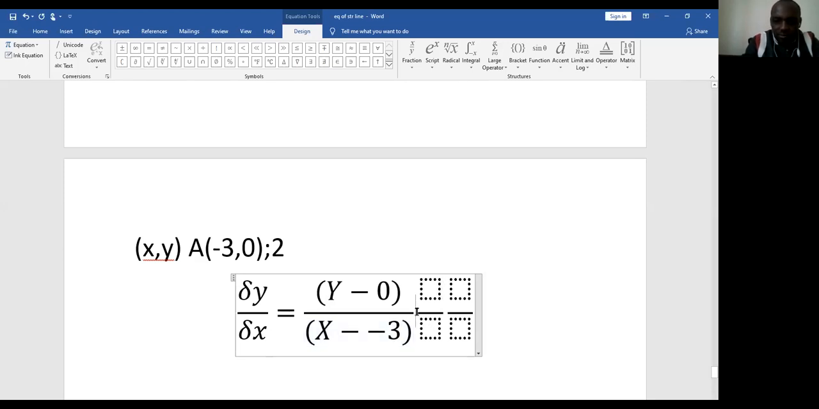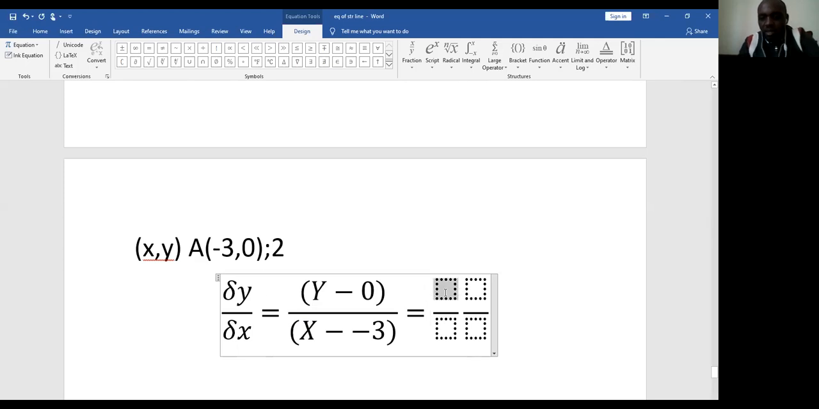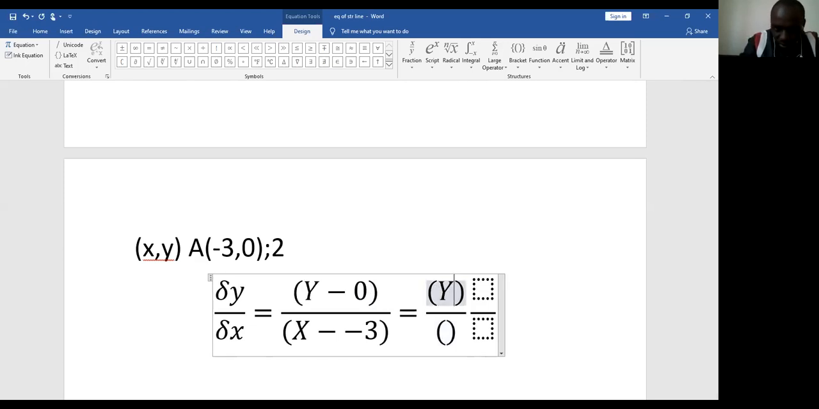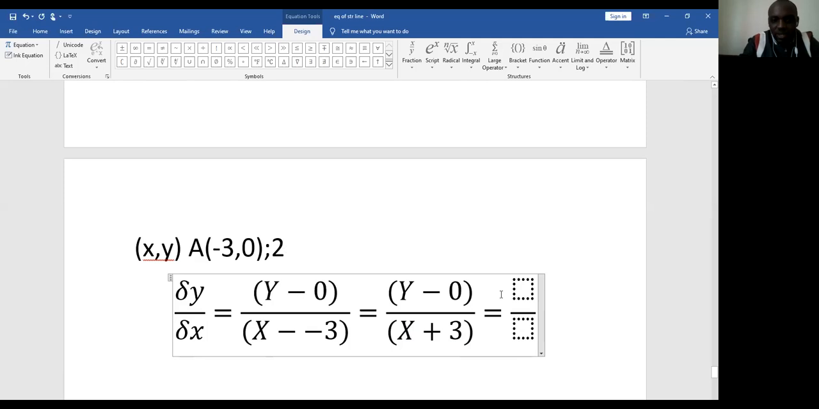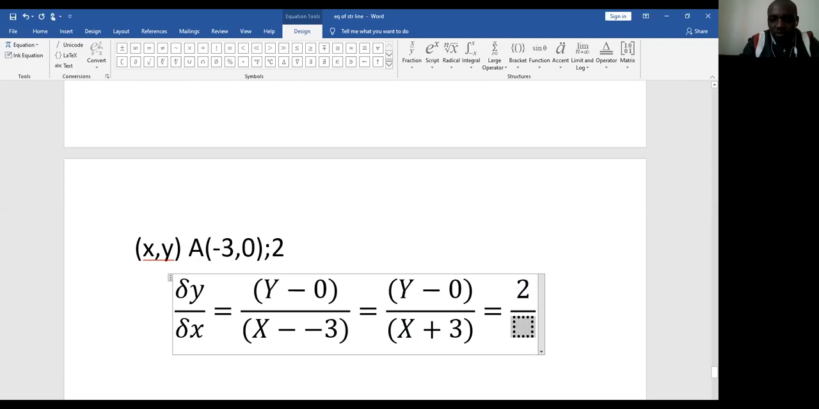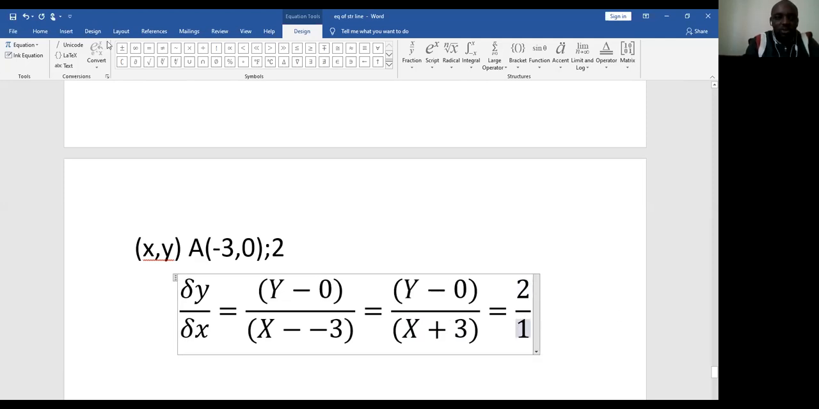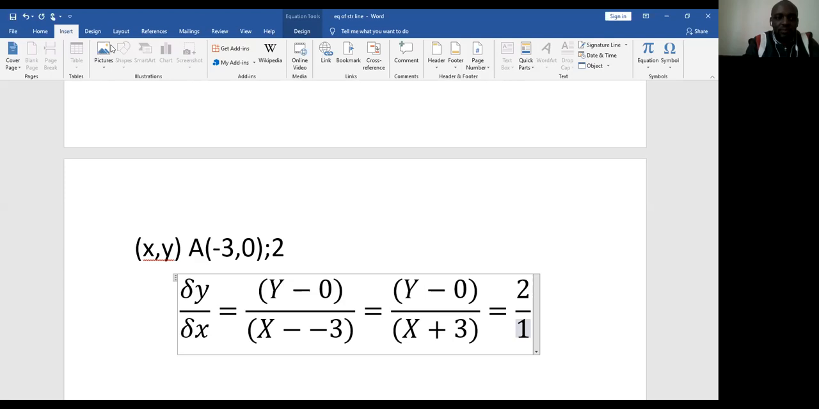So this one is equal to, in our bracket here, y minus 0. And then we have x minus negative 3, which is x plus 3, x plus 3. So is equal to, gradient is 2. So gradient is equal to 2, I write 2 over 1. 2 over 1. And at this point now is where I'm going to come and cross multiply.